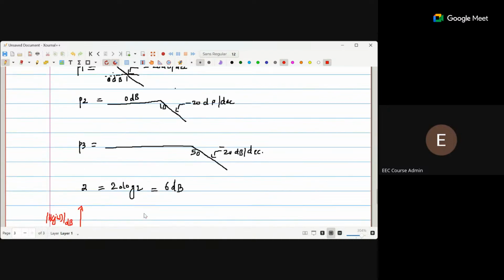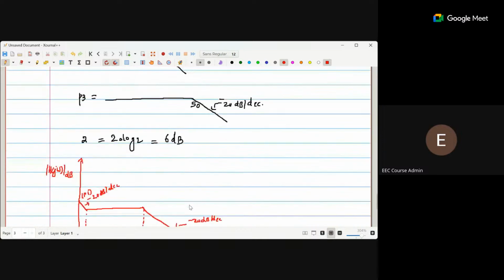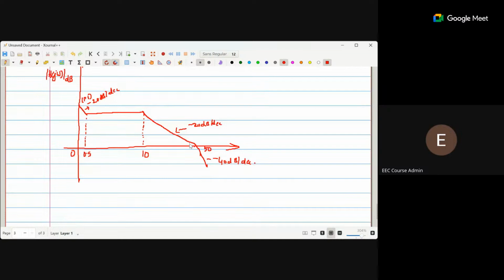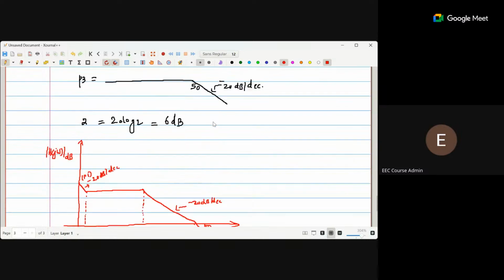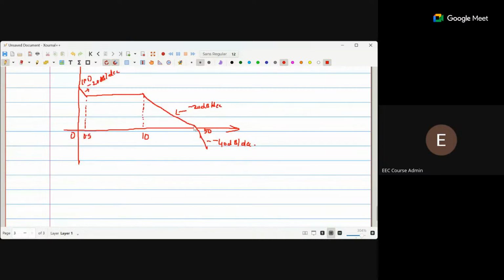Then at 10, the influence of P2 is minus 20 dB per decade. So in effect, from 10 till 50, it will be a negative slope of minus 20 dB per decade, and at 50, you will have the influence of P3 also, which introduces another minus 20 dB per decade. So after 50, it will be minus 20 plus minus 20, minus 40 dB per decade. So that will be adding it up all together.